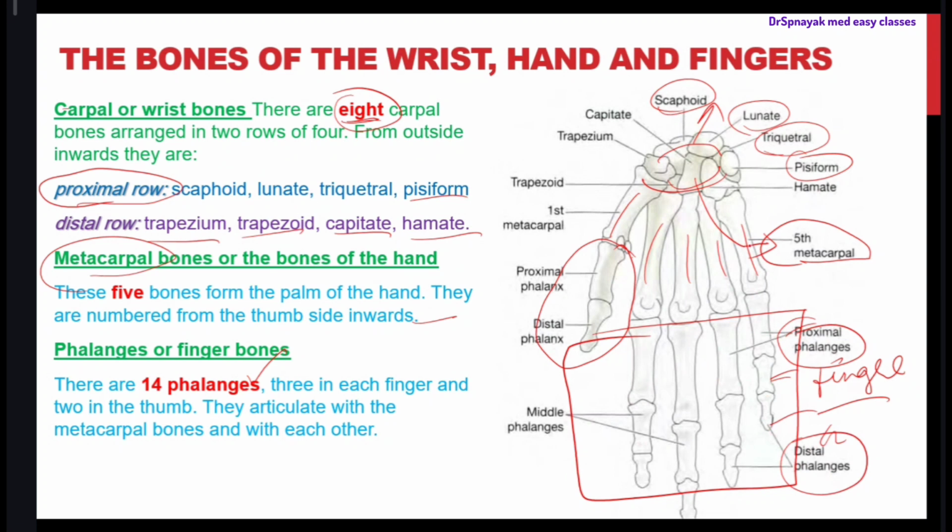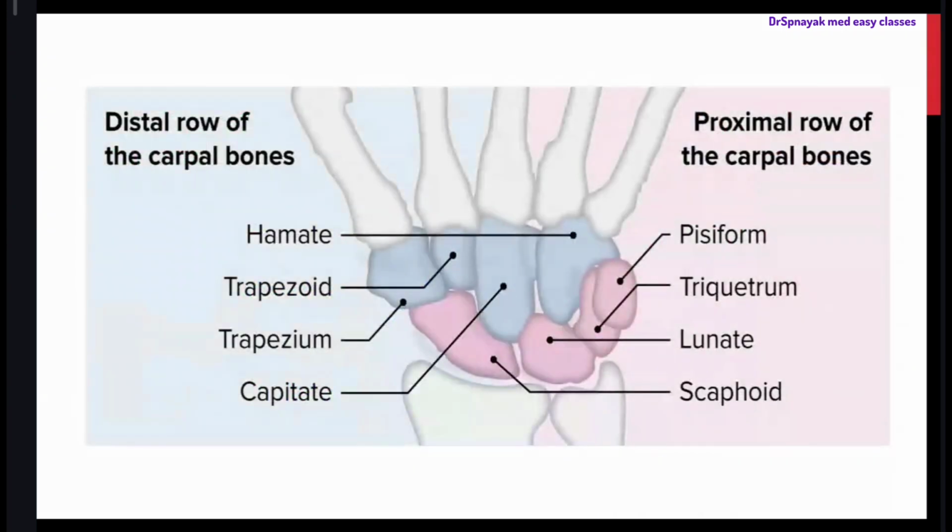These are the carpals, metacarpals, and phalanges. Clear? So this completes the bones of the upper limb. These are the wrist bones.